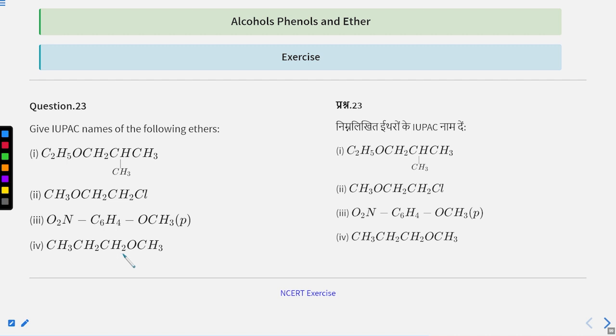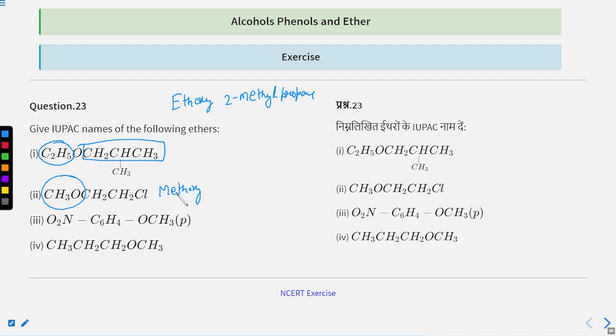In this, we have to write the IUPAC name. So we will take the shorter one first. So which is the shorter alkyl group? It is this one. Then we will name it as ethoxy. Okay, ethoxy. Then what is being left? We are left with this part. So it is propane, 2-methyl propane. Ethoxy 2-methylpropane. Next is what? Next is methoxy for this group and 2-chloro ethane.